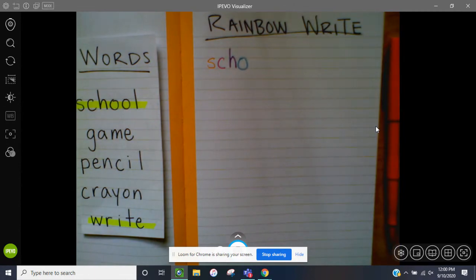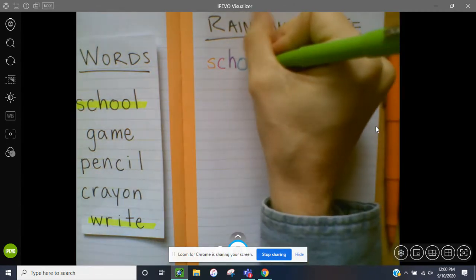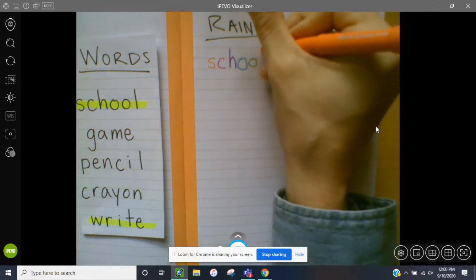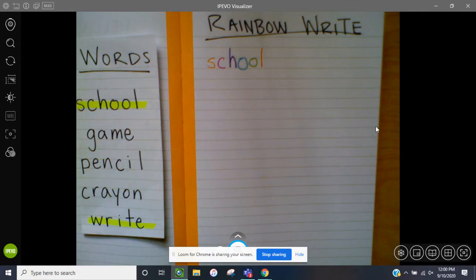The next letter is O again. I'm going to write it in green. And then the last letter is L, and I'm going to go back to orange. So you can create a pattern. So now let's do that with each of our words.